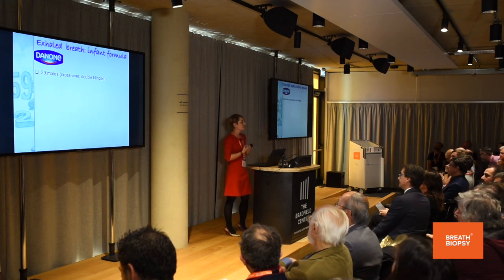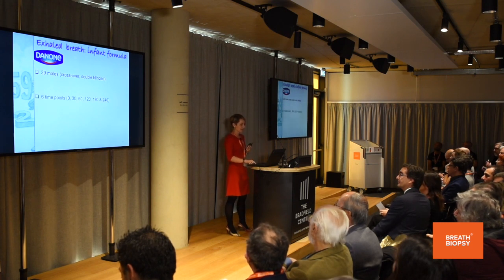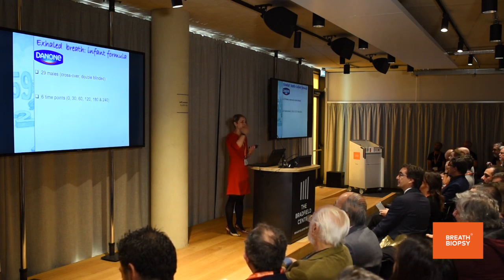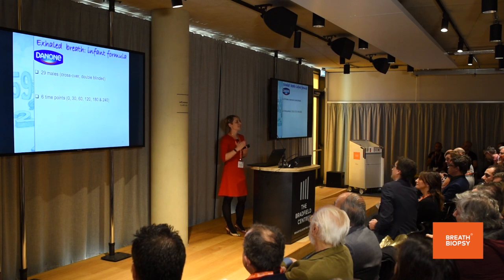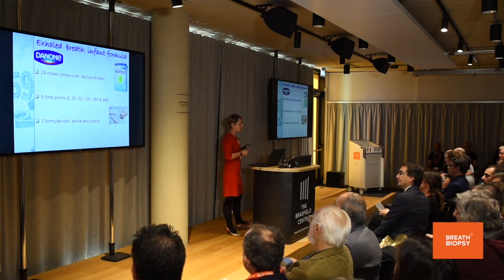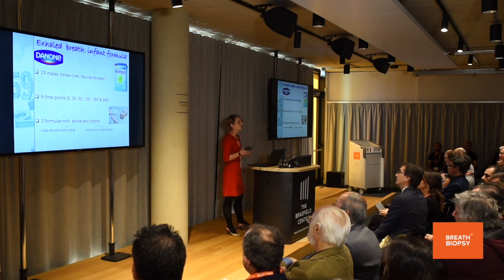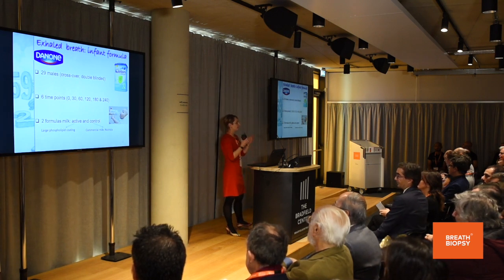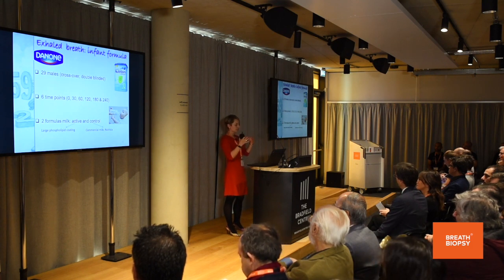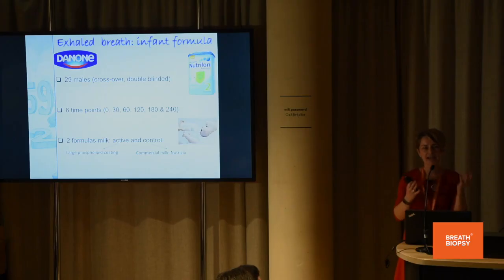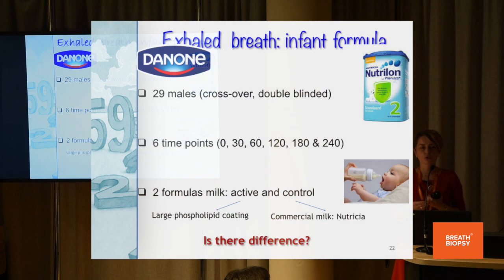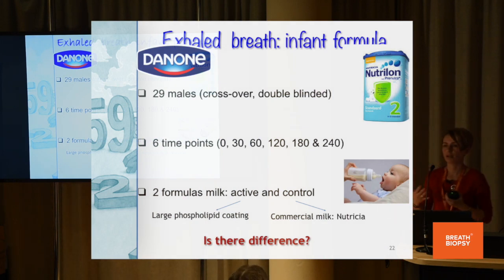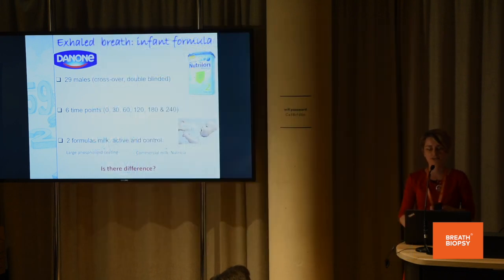We had here a crossover design. It was double-blinded. And we had here 6 time points. So we sampled exhaled breath before they drank their milk, and then 5 time points after. We had 2 formula milks. We call them active and control. So the active one, the difference was different phospholipid size and also the coating. The active one was more resembling human milk, and the control one was Nutrilon, a commercially available formula milk. So then we asked, okay, are there differences?